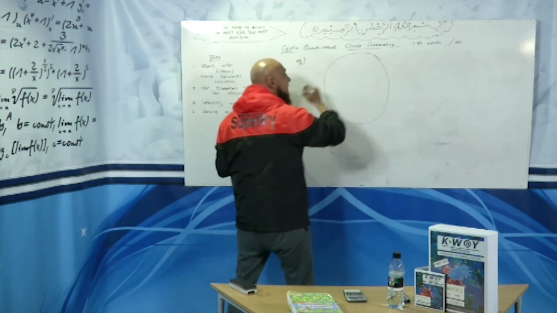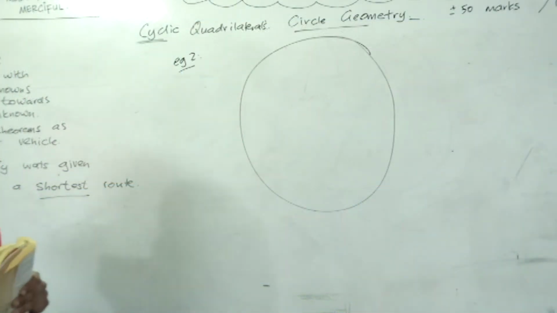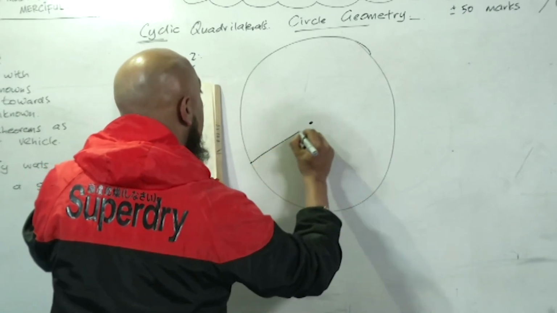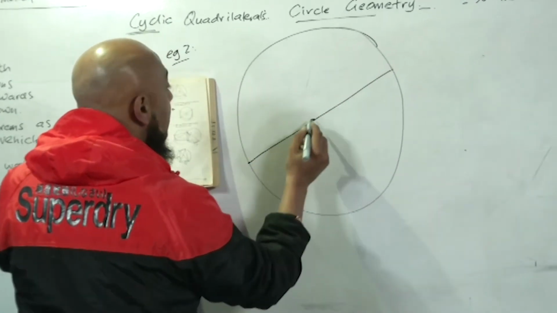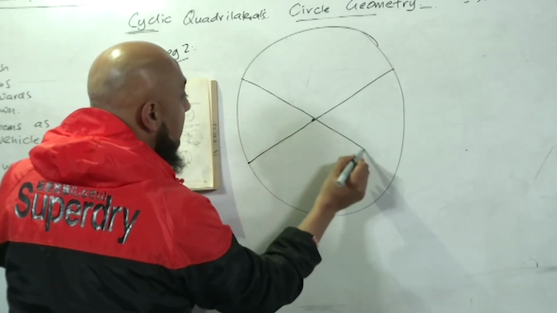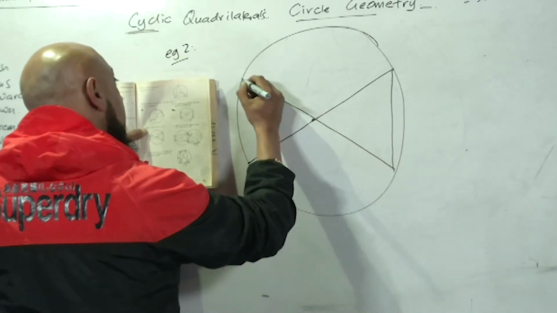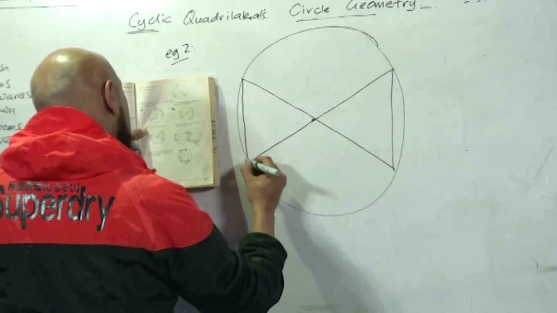So example number 2. Take this diagram down. As I am taking it down, I would like you, the viewer, to take it down with me so that you know exactly what you are doing. Let's draw a diameter there, and we draw another diameter there, and we draw a bow tie.